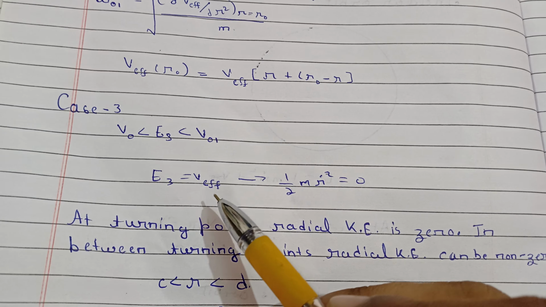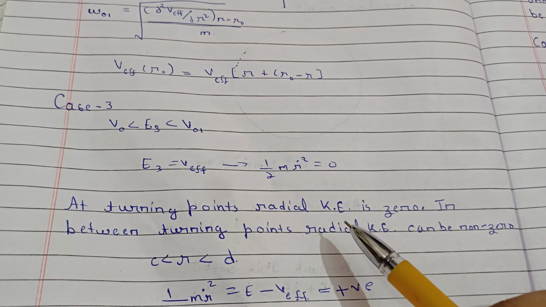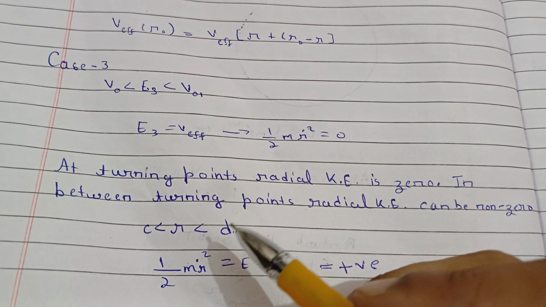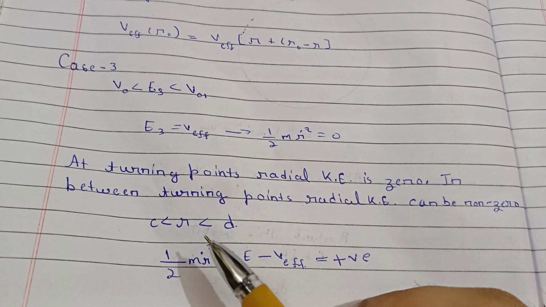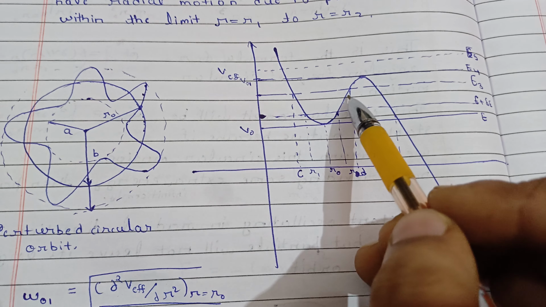When E3 is equal to V effective, so at these turning points, this total energy E3 will be equal to V effective, and half m r dot square will be 0. So at turning points the radial kinetic energy is 0. In between turning points the radial kinetic energy can be non-zero. So between C and D points, when r is between C and D, it can be non-zero. How can we prove that? We know from the expression half m r dot square equals E minus V effective. Now in this region we see that the total energy is greater than V effective, so the difference will always be positive. So between these we will have the radial component, but only at these turning points the radial component will be 0.